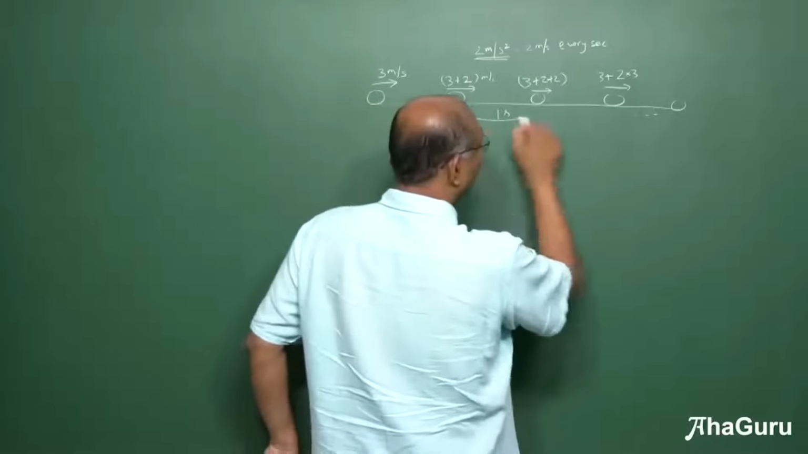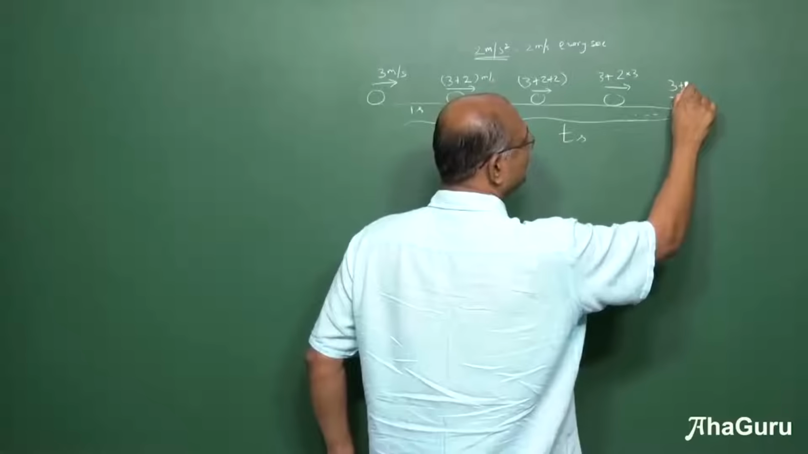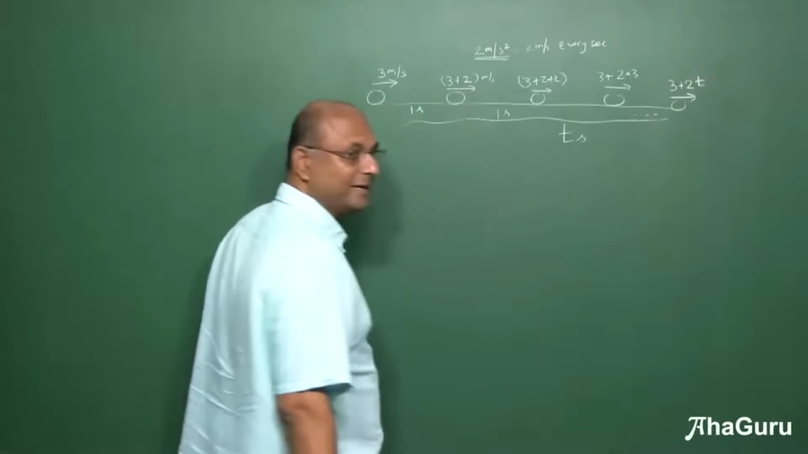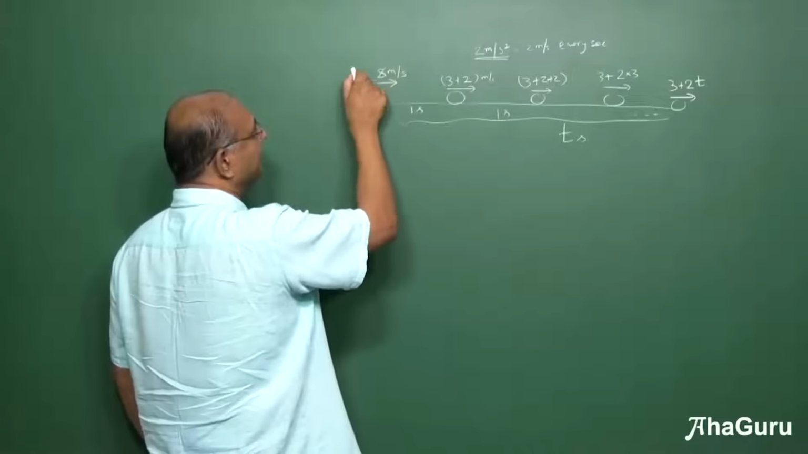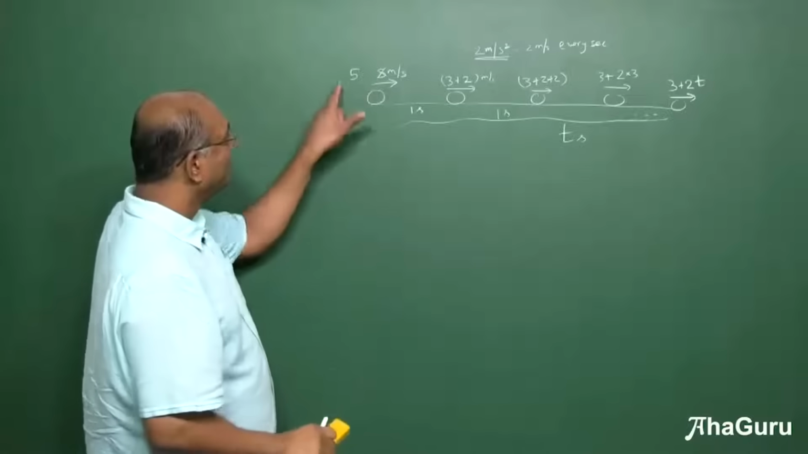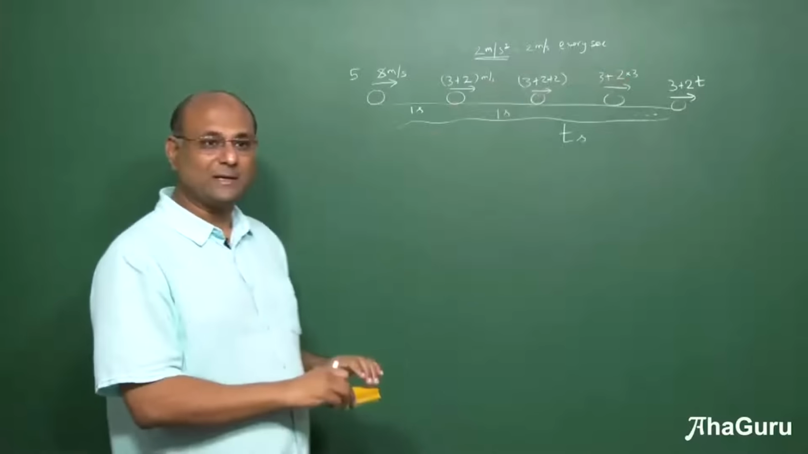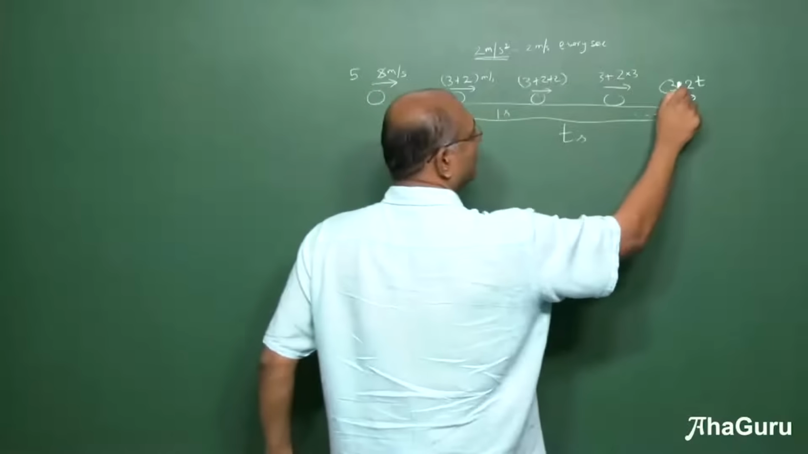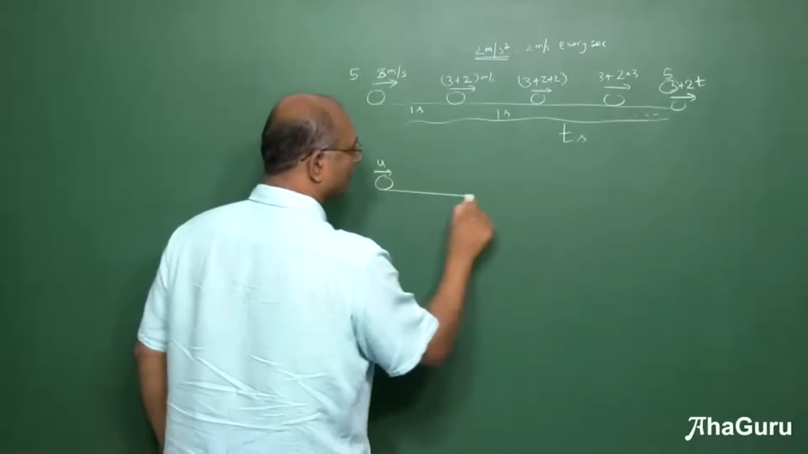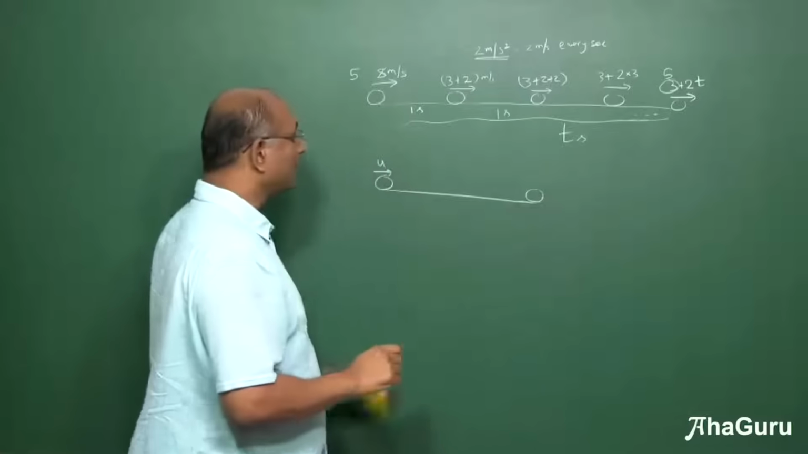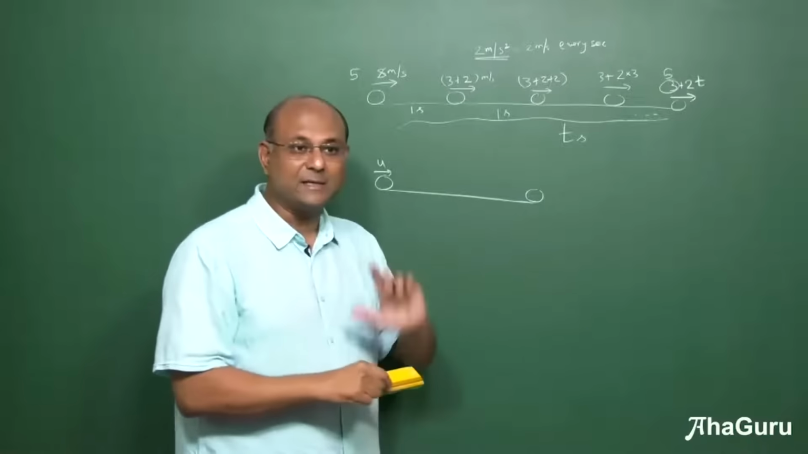Suppose I was traveling for t seconds. What is the velocity there? 3 plus 2 into t meters per second. Now instead of this 3, suppose I had replaced this by 5. What would have happened? 5 plus 2, 5 plus 2 plus 2, 5 plus 2 into t, right? So this would have become 5 plus 2 into t. Suppose I started with a velocity u, this velocity would have become u plus 2 into t. Why 2 into t? Because every second you are increasing by 2.